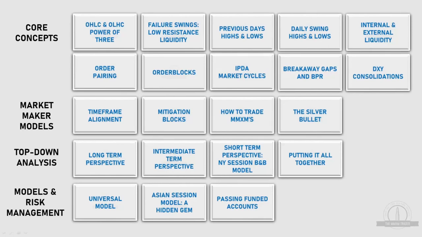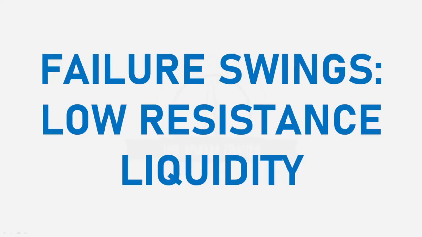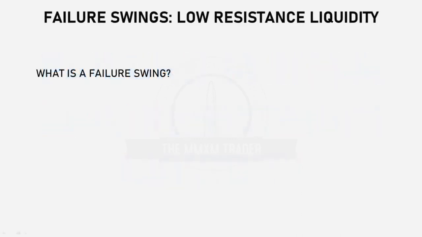Now that we went over our first lesson about power of 3, let's move on to the second lesson, which is about failure swings, low resistance liquidity. Now, first of all, what is a failure swing? A failure swing is a swing high that fails to take out another swing high, or a swing low that fails to take out another swing low.